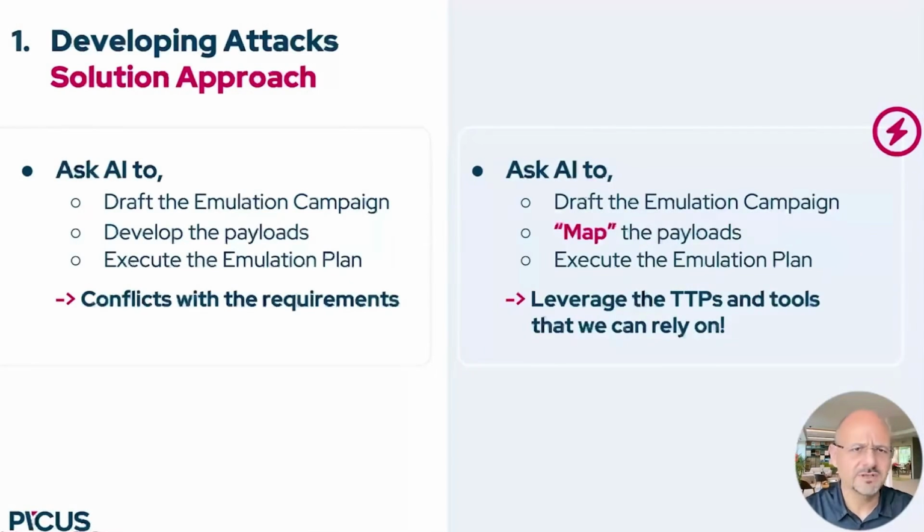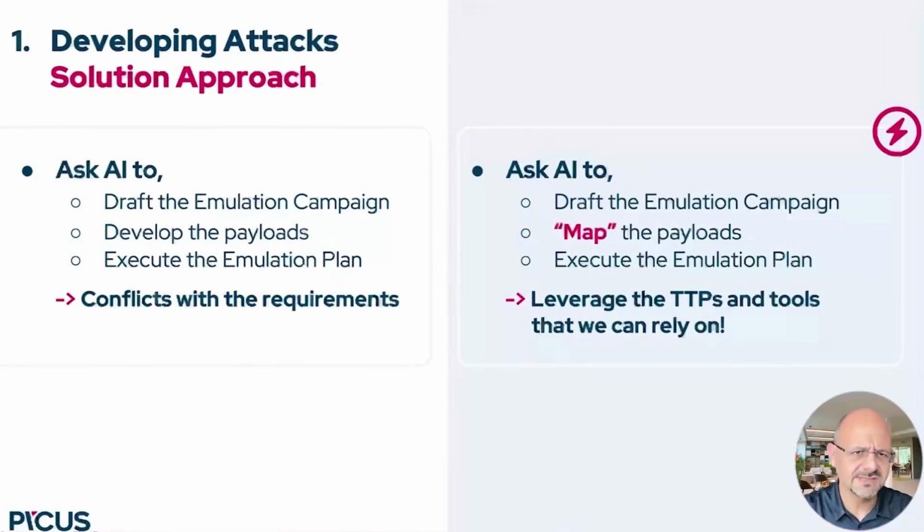So our approach is definitely we need to leverage AI, but we need to use it in a smart way. We can leverage AI to draft the emulation campaign, but we need to say, hey, Picus has been developing the emulation payloads over the years, and I have a threat library. Map the campaign you built to my TTPs that I know are high quality, low false positive. Just give me an emulation plan based on my TTPs. This works, I guess, between the timeline and the quality expectations of the requirements we discussed.